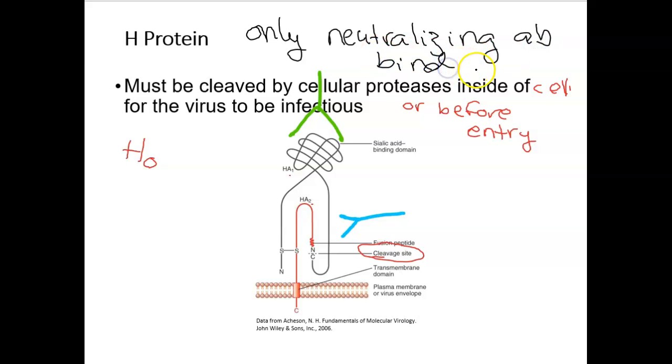And so those neutralizing antibodies either bind here and prevent it from attaching to sialic acid, or they bind here and they prevent the fusion protein from popping open.